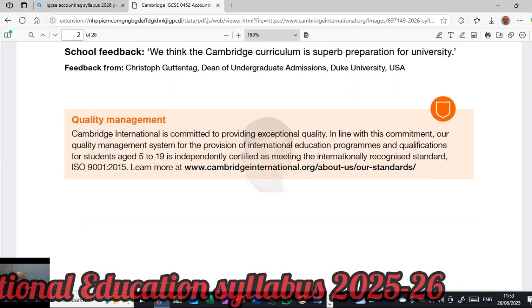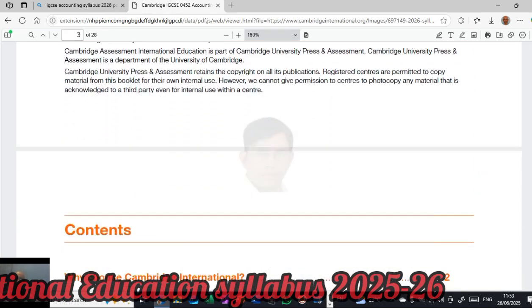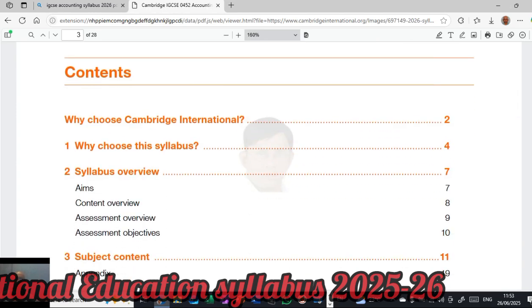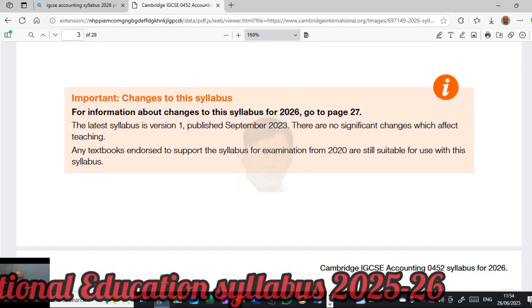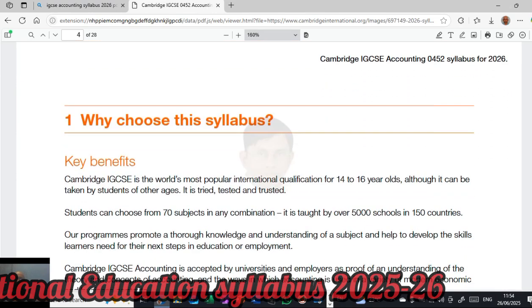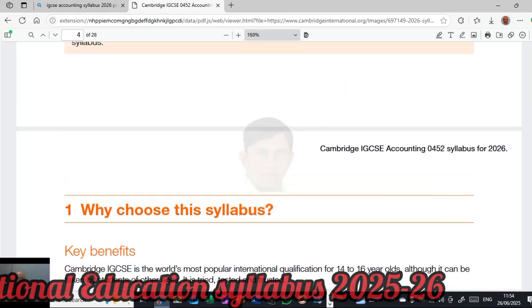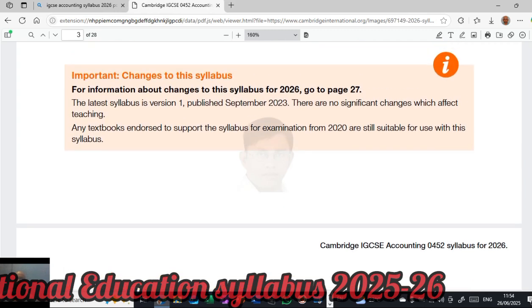Around 90% of the content is almost the same. The syllabus may have small changes, so you need to be updated. You cannot take it for granted or be lazy. So you can see here what it says: the latest syllabus version published 2020, no significant changes to teaching. Any textbook endorsed to support the syllabus for examination from 2020 is still suitable for use with this syllabus. See, it's a very important update.